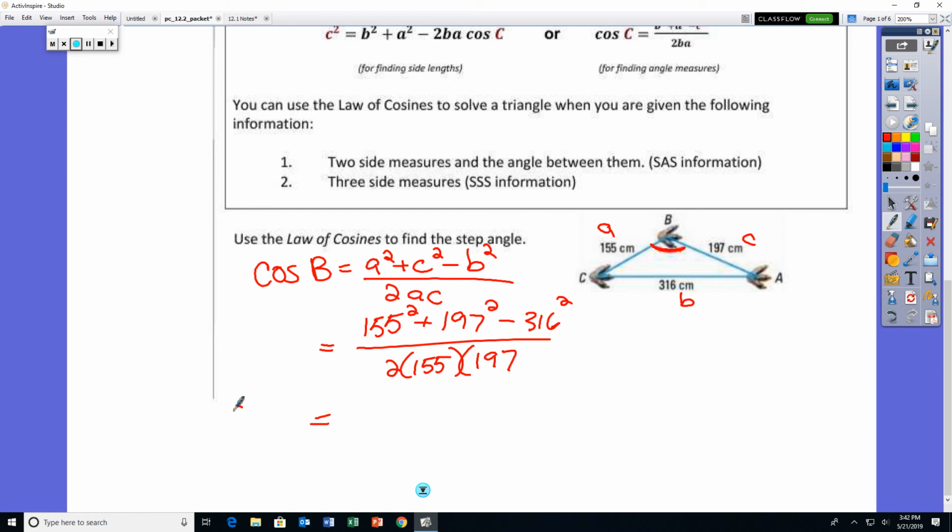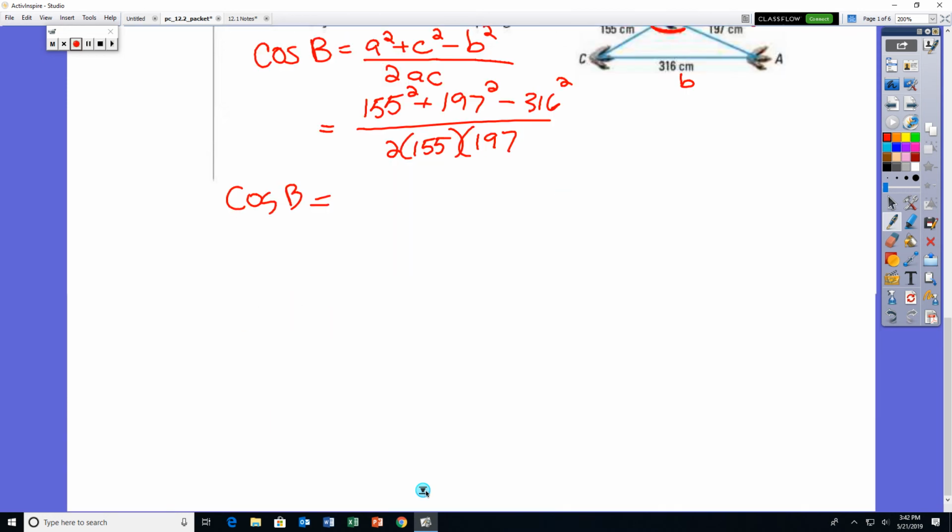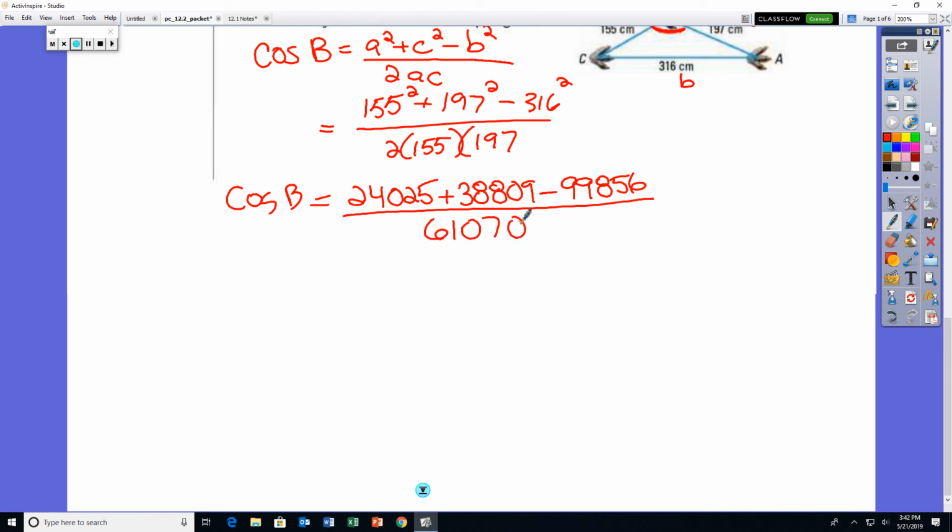Alright, so we're going to have to use our calculator here, because I cannot multiply all these in my head. But that's going to get us 24025 plus 38,809 minus 99856 all over 61070. When we add all those out and divide as needed, our cosine value for cosine B would be negative 0.606222.